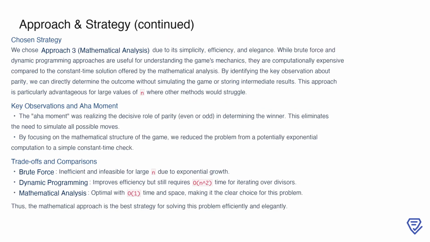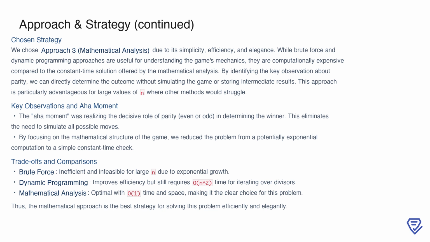The most elegant and efficient approach leverages mathematical analysis. The key observation here is that the winner can be solely determined by the parity of n. If n is even, Alice can always force Bob into an odd position by subtracting an odd divisor, such as 1. Conversely, if n is odd, every valid move results in an even number for Bob, allowing him to maintain this pattern and ensure Alice always faces an odd number.